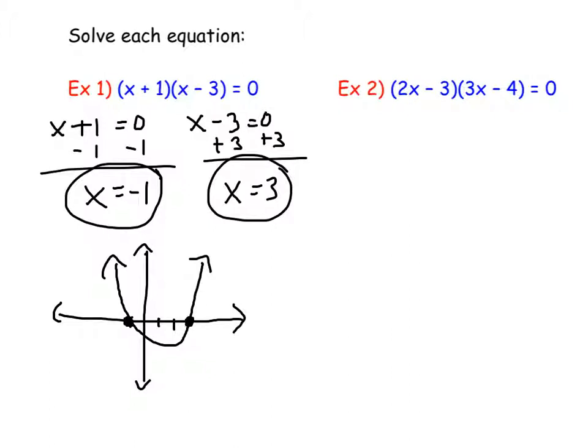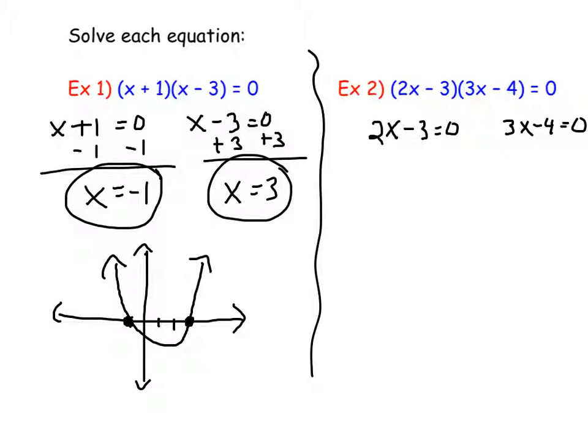Now you have 2x minus 3 and 3x minus 4. So you already have your 0. These are the two factors. So you just set each of these equal to 0. So I'd set 2x minus 3 equal to 0, and I'd set 3x minus 4 equal to 0. Then I solve each of these for x. So I add 3 to both sides, and I'd get 2x equals 3, and then divide by 2. So this 0 is at x equals 3/2, which is also 1.5.